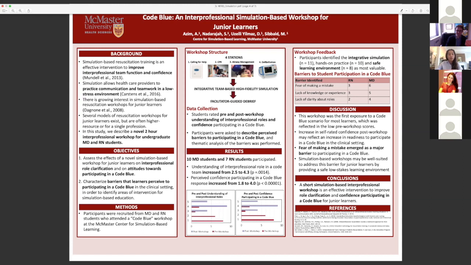This was a voluntary workshop outside of the formal curriculum that was assigned for IPE credit. The workshop was structured as follows. First of all, we had a group introduction to interprofessional learning and to simulation, and divided students into interprofessional groups of 4 to 5. They rotated through 4 stations.